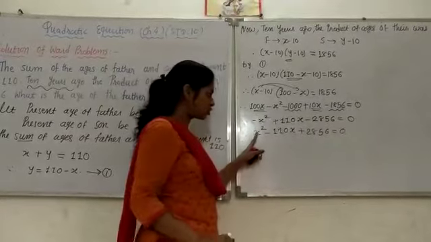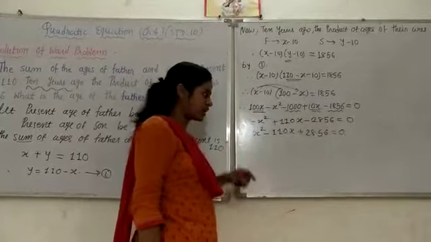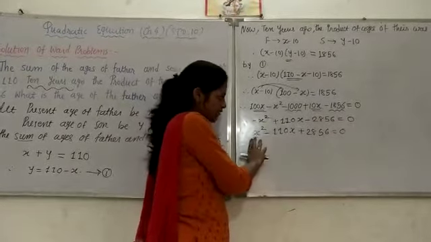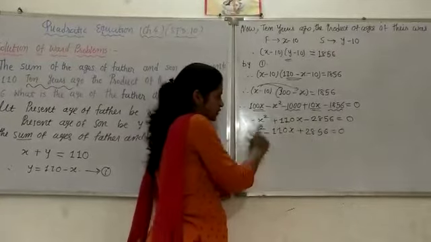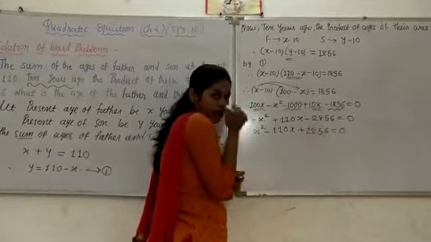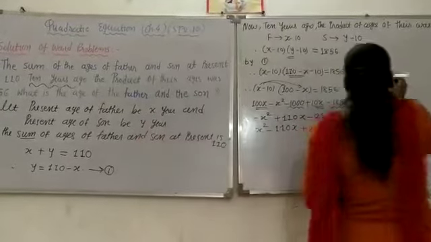Now I want to find the value of x by splitting the middle term. That's why I find the prime factors of the coefficient of x square and the constant term. So this is 1 and this is 2856. So find out the prime factors of 2856.